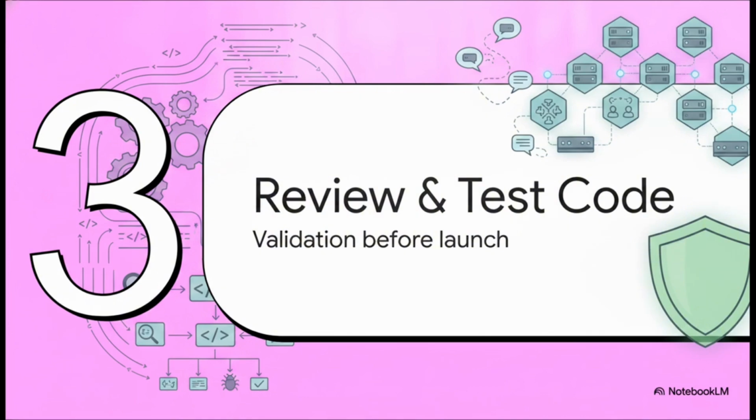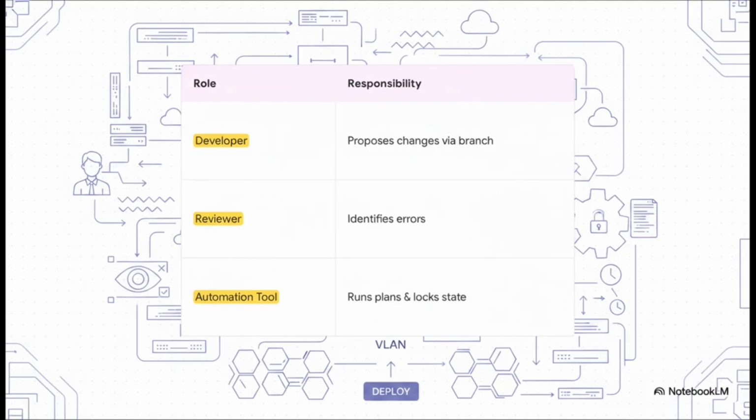Which brings us to Section 3, review and test code. This is all about collaboration and validation before launch. Now, during a pull request, there is a very strict division of labor. You have the developer proposing the VLAN changes, you have the reviewer who actively checks for errors and confirms the code actually meets network standards, but I want you to look at that third row.